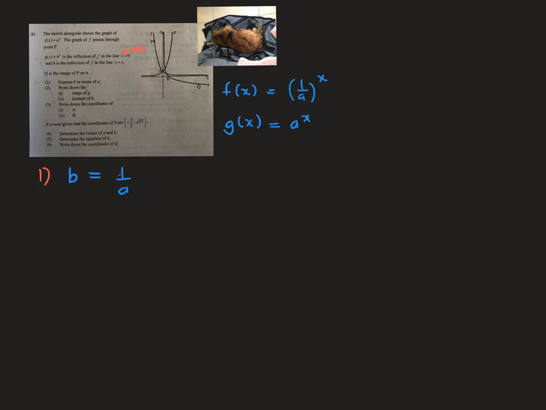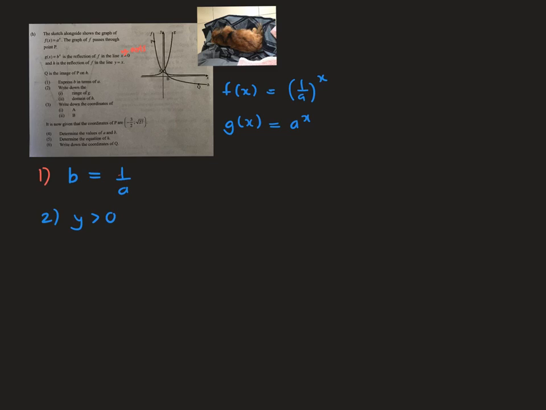All right, question 2. Write down the range of g. So g would be y is greater than 0. Remember not to include 0 because your asymptote is along the x-axis, along the line y equals 0. We know that the asymptote is there because the q value is 0.